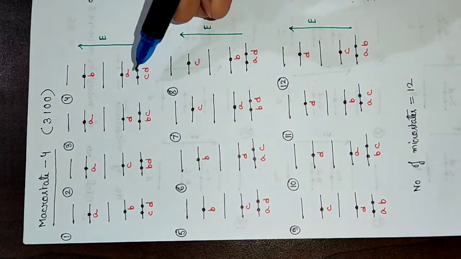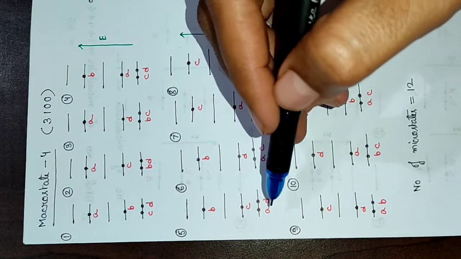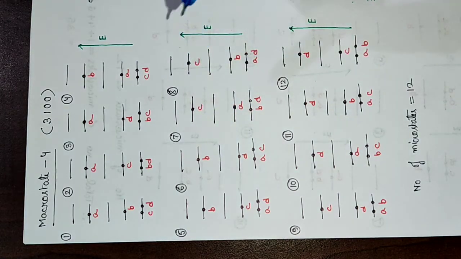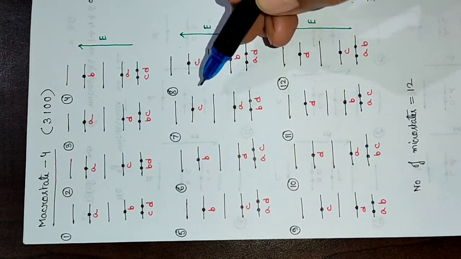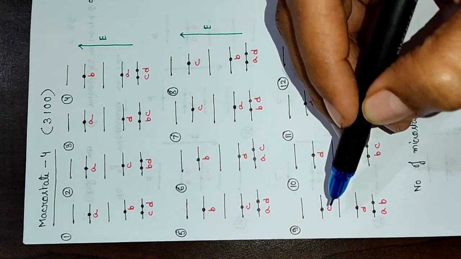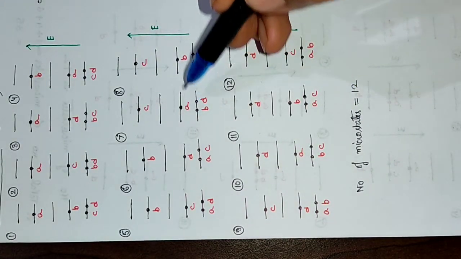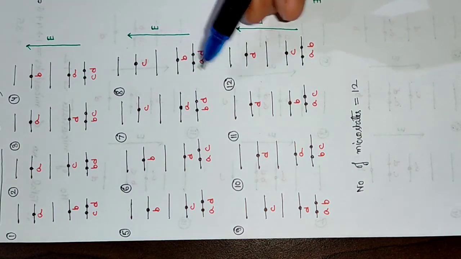Again, for BA it will be CD, for BC it will be AD, for BD it will be AC. Now you are left with C. So you write 3 C's, C, C and C. So you have to write A, B and D here.